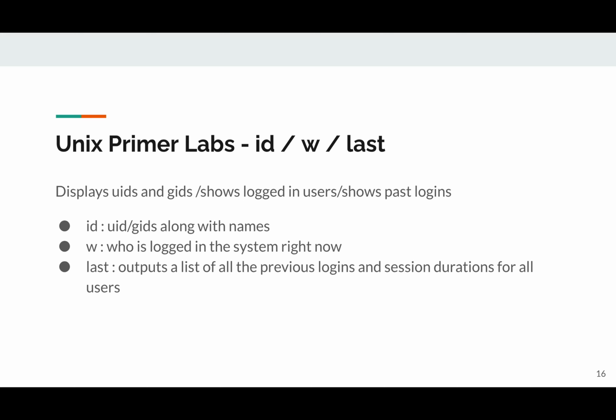Now, I mentioned before the user IDs and the group IDs that are actually what the user and the group are for in a system. So using the command id, you can see your user ID and your group ID. But also there are other commands like w that shows who is logged in the system right now, and the last command, which shows who has logged in since the wtmp log, the log of events, started recording login and logout events.